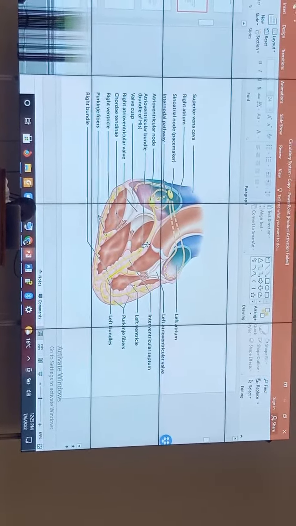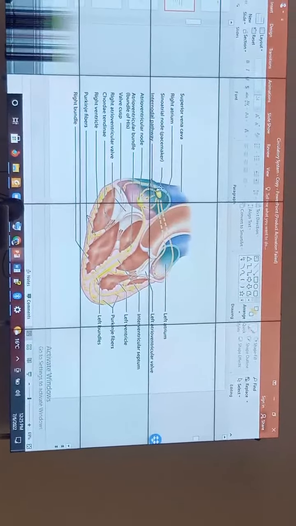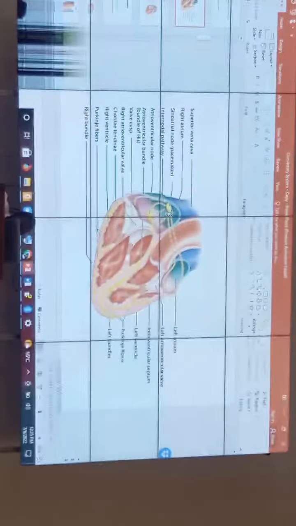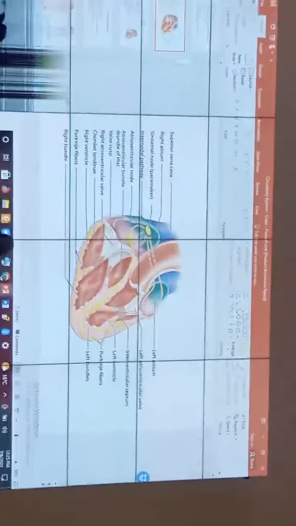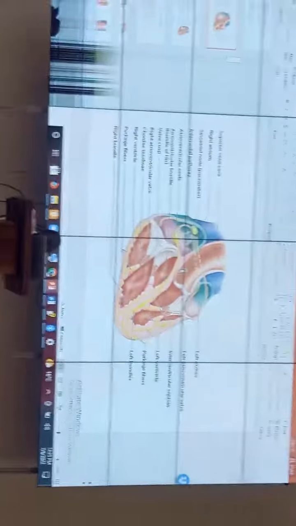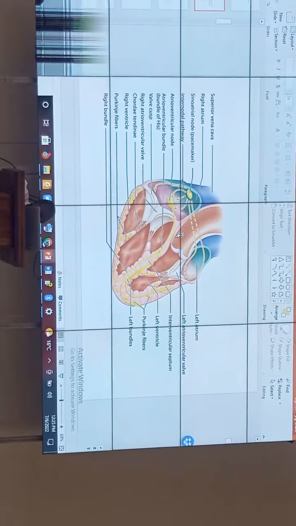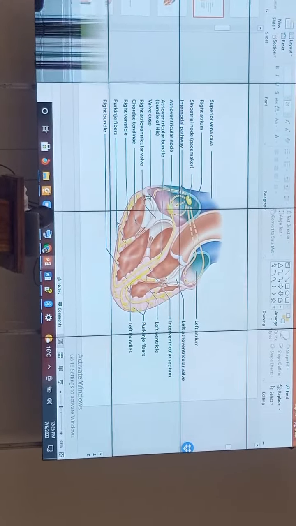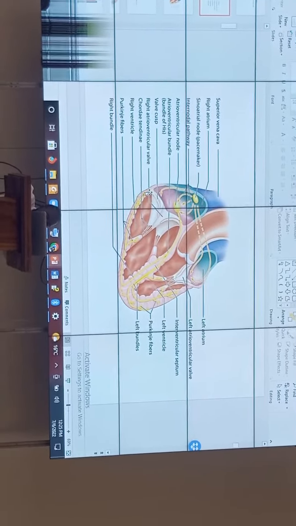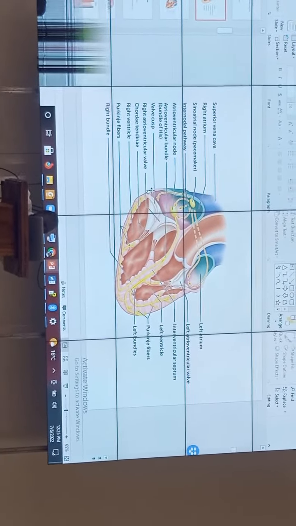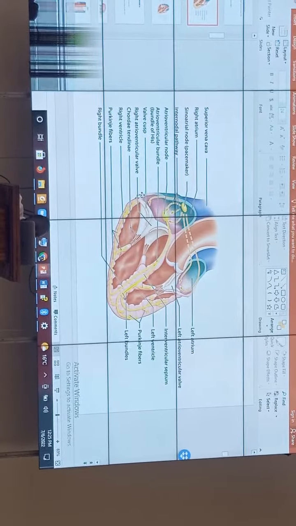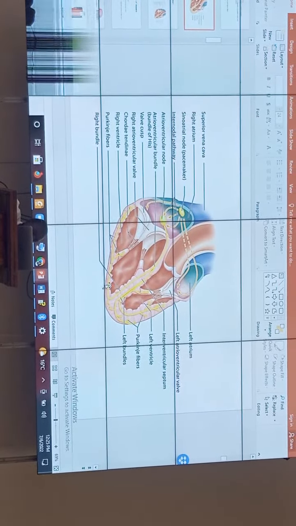We are together, guys. Where did those impulses come from? The SA node. From the SA node, the impulses spread through the walls of the atria, both right and left. But if there was no insulator there, if there wasn't any skeleton there, those impulses would simply cross over to the ventricles.